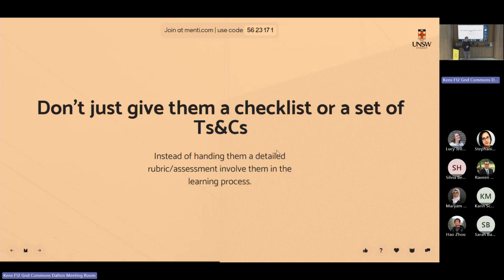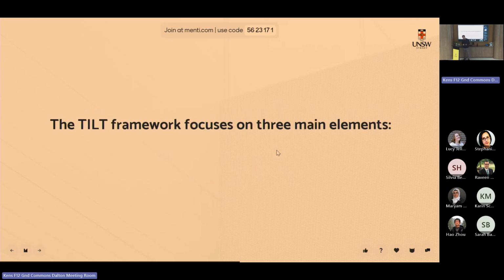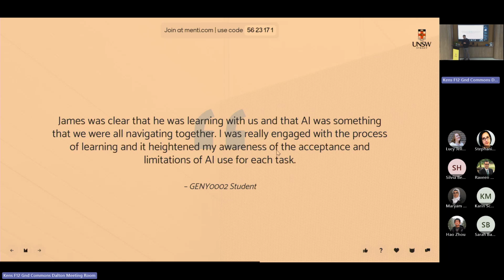But because students felt part of the process and of the learning, they really appreciated that. There was feedback from a student who wrote the following: James was clear that he was learning with us, and that AI was something we were all navigating together, because we were. This was 2023, a few months after ChatGPT. I was engaged with the learning process, and it heightened my awareness of the acceptance and limitations of AI usage in tasks.